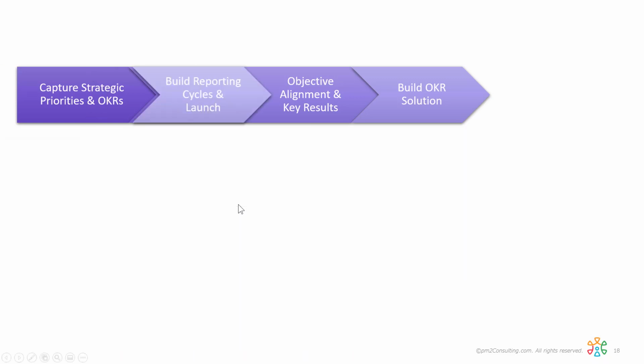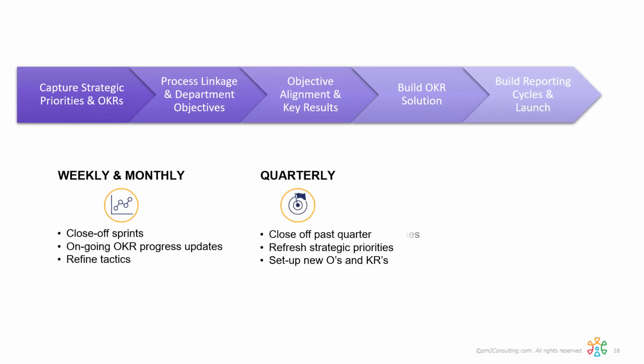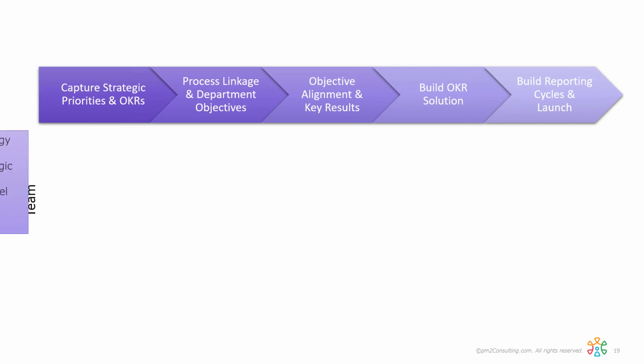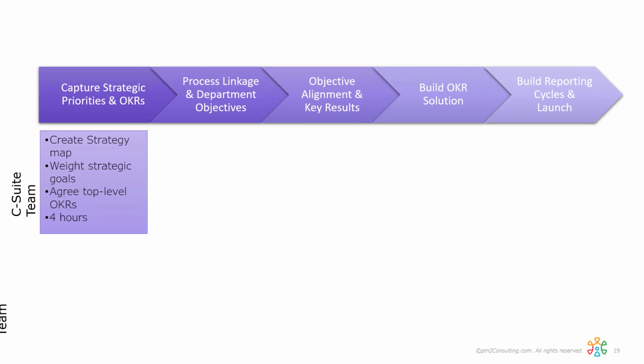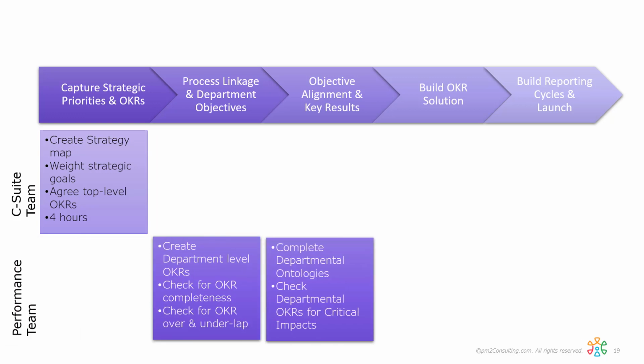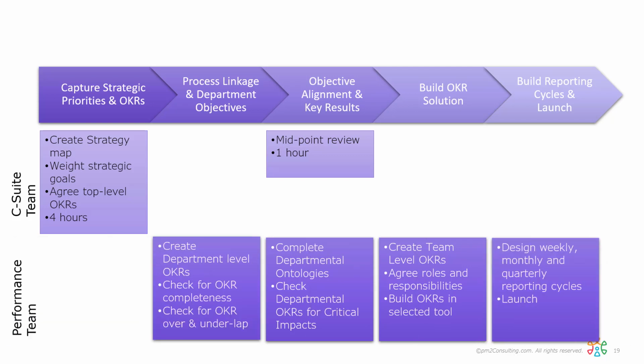Then we've got to learn how to use this tool through the weekly and monthly meetings, the quarterly updates, and of course the annual refresh. So in summary, with the leadership team, we use them in phase 1 to create the strategy map. The performance team takes that and develops the departmental OKRs, ontologies and key results. We might do a midpoint review with the leadership team so they can see what's going on. We then build it into whatever software tool we're using and then launch it on day 5.